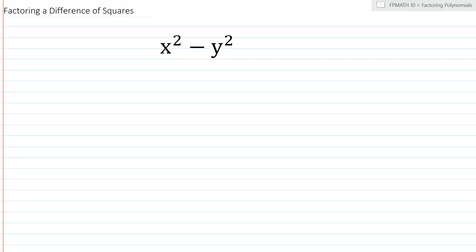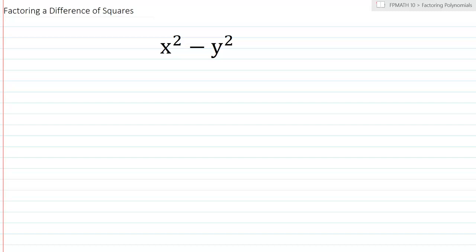Hello, hi again. Today we are going to cover factoring a difference of squares. That's another type of factoring for this section. It's quite straightforward, just a couple of things to deal with, and that's it. All right, first, what is a difference of squares?